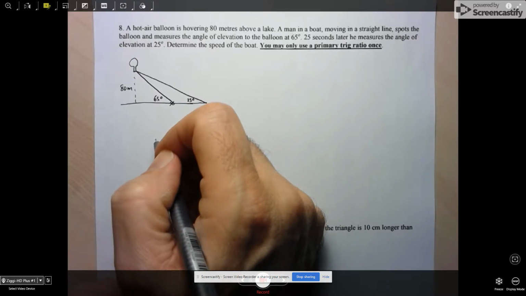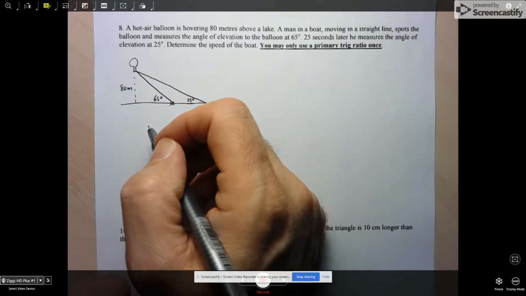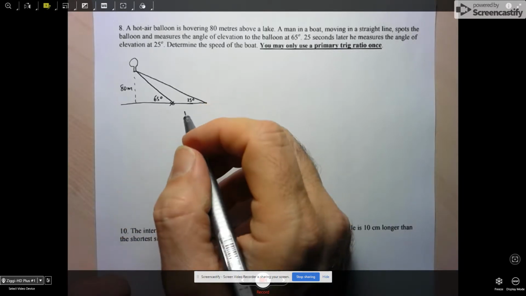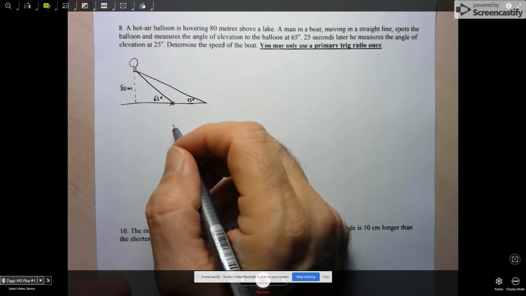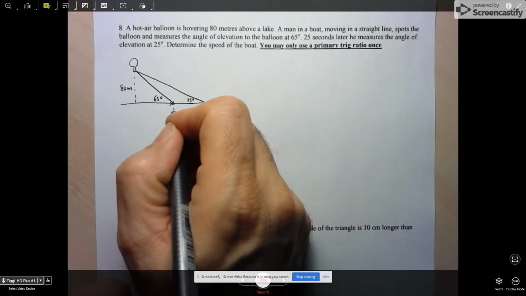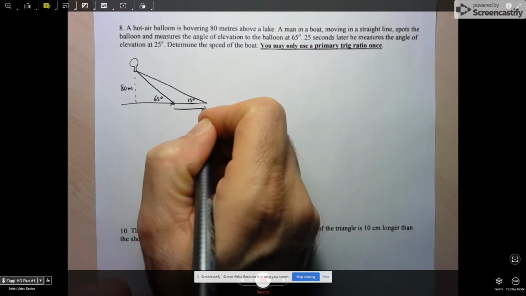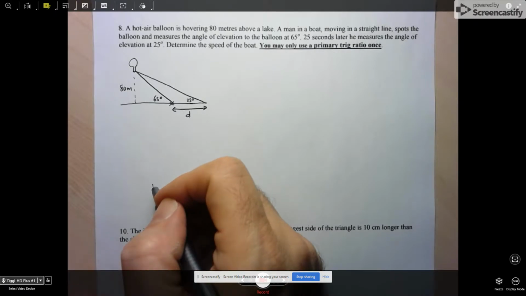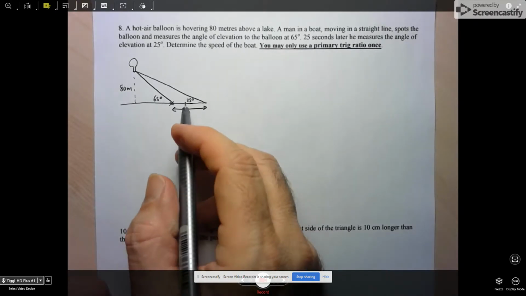And we want to determine the speed of the boat. So how do we determine speed? Again, we're going to make an assumption that he's traveling at a constant speed, so we need to find the distance traveled in the time that it takes. We already have the time it takes, 25 seconds, so what we have to do is measure this distance. Once we have that distance, we can determine the speed of the boat. So this is our task at hand.